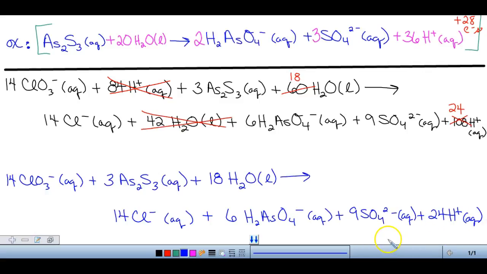That, ladies and gentlemen, is the balanced redox reaction in acidic solution.